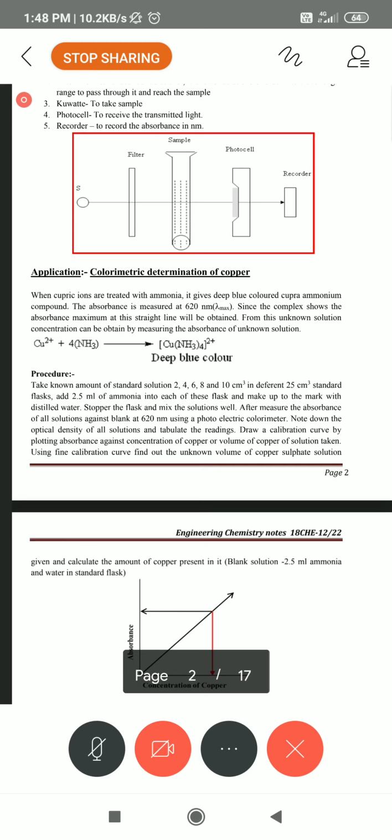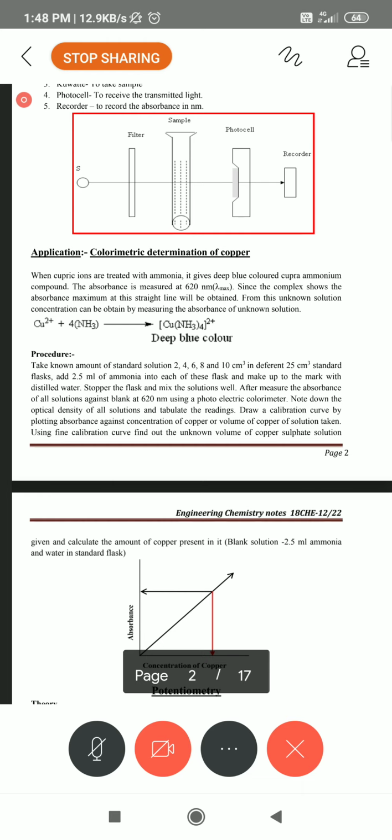Take the third one, that is a 50 ml volumetric flask containing 6 ml of copper sulfate, 5 ml of ammonia, and 6 plus 5, the remaining 39 ml of DM water. You can just fill the cuvette and take the absorbance. The absorbance you will get is 0.18.